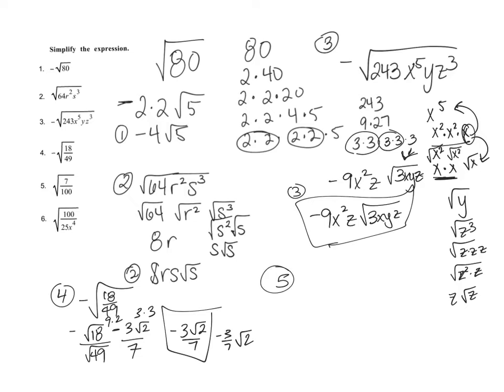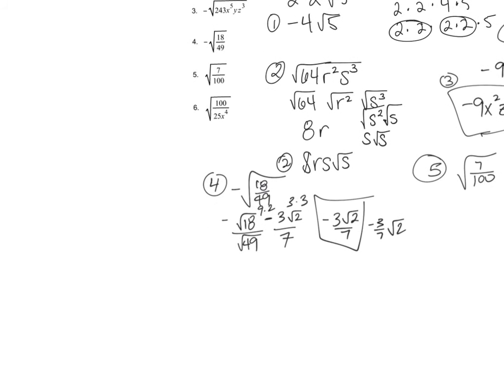Number 5 is the square root of 7 over 100. The square root of 7 over the square root of 100. I can't simplify the square root of 7, so that just stays square root of 7 on top. And then I have 10 in the denominator because the square root of 100 is 10. And then lastly, number 6 is the square root of 100 over 25x to the 4th. So that's the square root of 100 on top, square root of 25x to the 4th in the denominator. And the square root of 100 is 10.